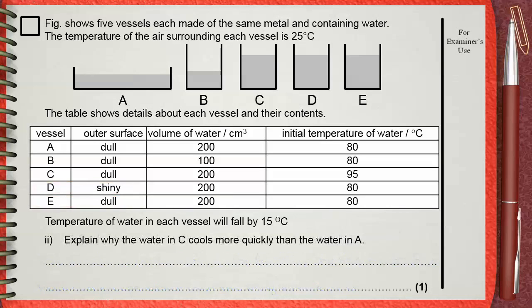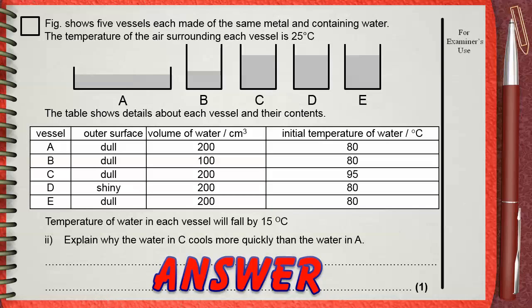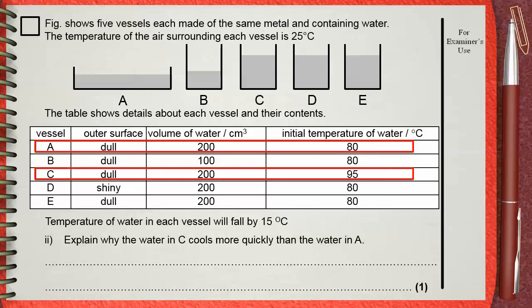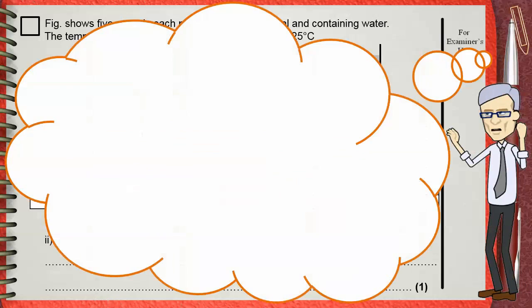Question II. Explain why the water in C cools more quickly than the water in A. Let's have a look at A and C. They are the same in everything but the initial temperature and the size of the container. The initial temperature of C is 95, but the initial temperature of A is 80. Let's see what this different initial temperature will do.